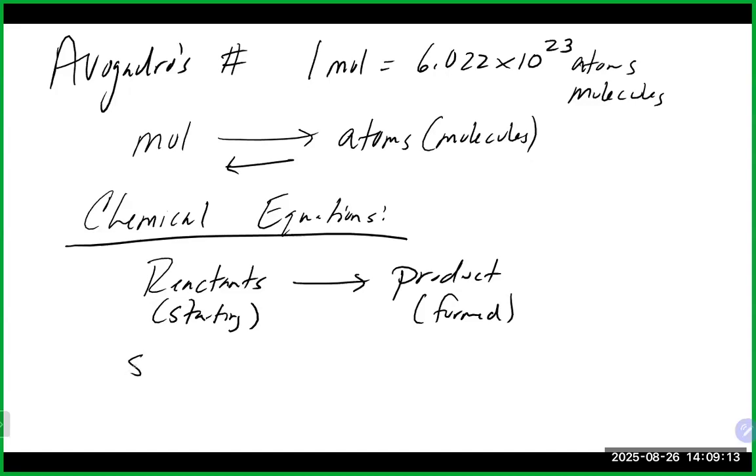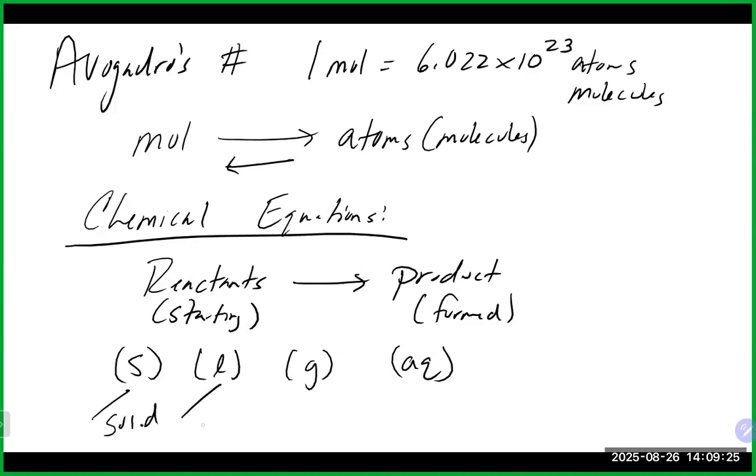We oftentimes will use solid, liquid, gas, or aqueous as symbols next to formulas in these equations. S is solid, in the solid state. L is liquid, in the liquid state. G is gas, in the gas state. AQ is aqueous, which is a water environment. And there is a difference between aqueous and liquid.